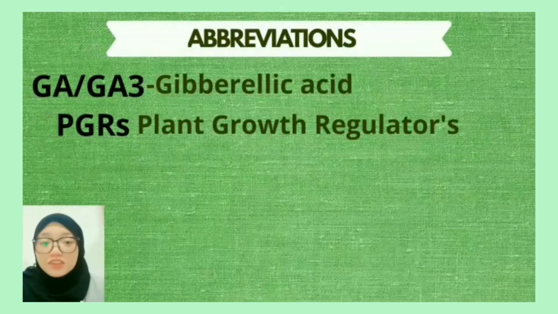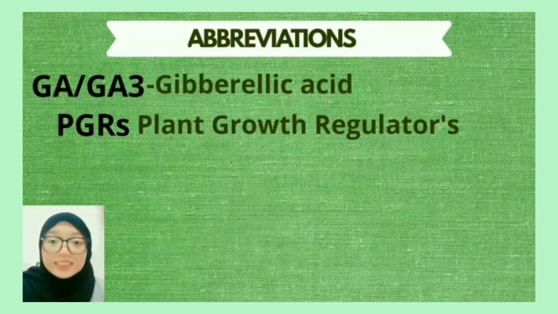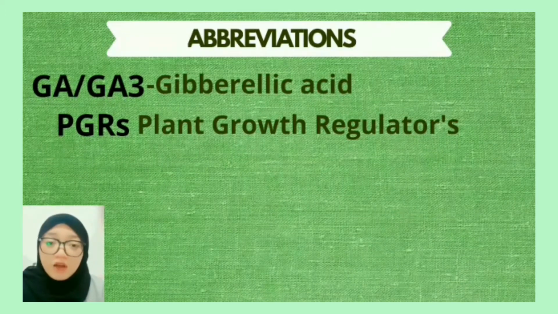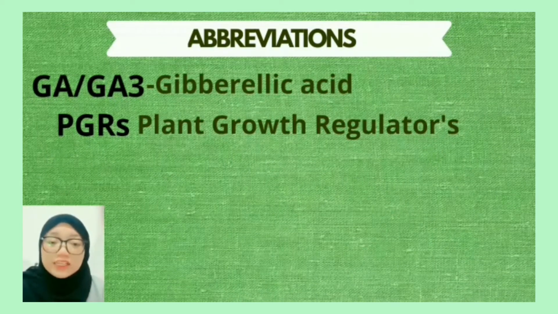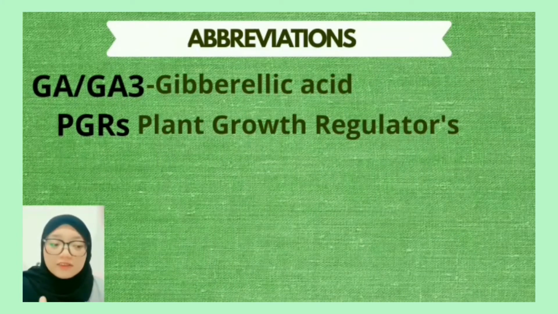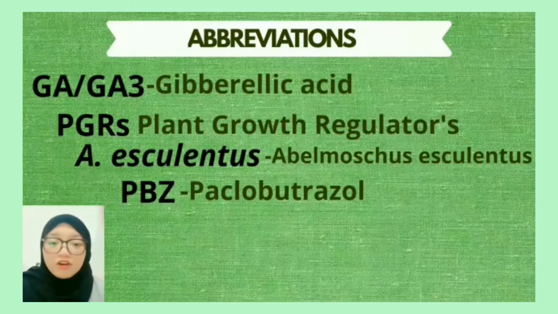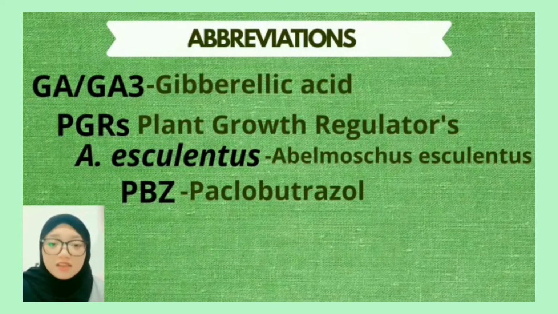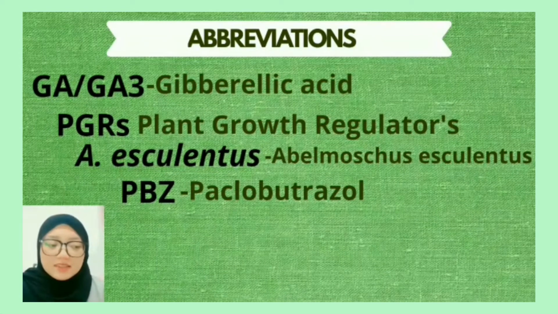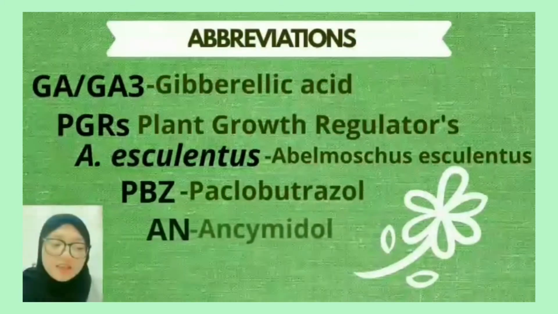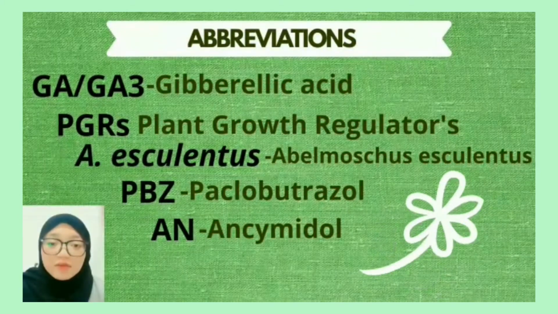Okay, this was the list of abbreviations that our group used in our project. GA or GA3 stands for gibberellic acid, PGRs stands for plant growth regulators, A. esculentus stands for the scientific name for okra, which is Abelmoschus esculentus, PBZ stands for paclobutrazol, and last but not least, AN stands for ancymidol.